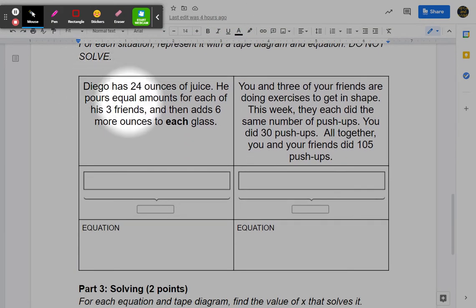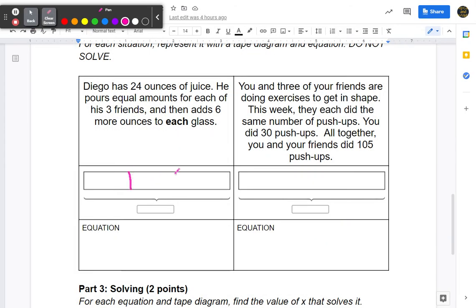Now we get to part 2. Diego has 24 ounces of juice. He pours equal amounts for each of his 3 friends, and then he adds 6 more ounces to each glass. So let's start by drawing 3 boxes for the 3 glasses. We can imagine each of these boxes as a glass. He has X ounces in each glass, like so. Then he adds 6 ounces to each glass, and he has a total of 24 ounces.